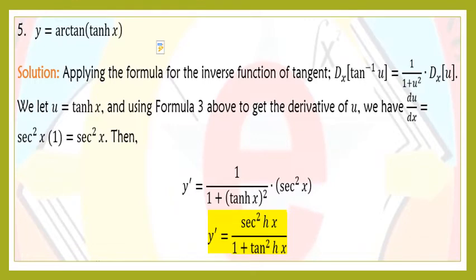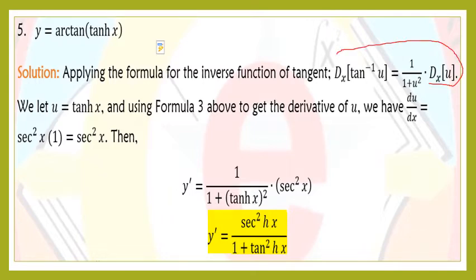In example number 5 class, arctangent. So, inverse combination ng inverse trigonometric function and hyperbolic function. Madali lang to kasi formula lang man. So, applying the formula for the inverse trigonometric function of tangent. So, ang derivative ng inverse trigonometric function ng tangent natin, the arctangent of u, is equal to 1 over 1 plus u squared times the derivative of u.